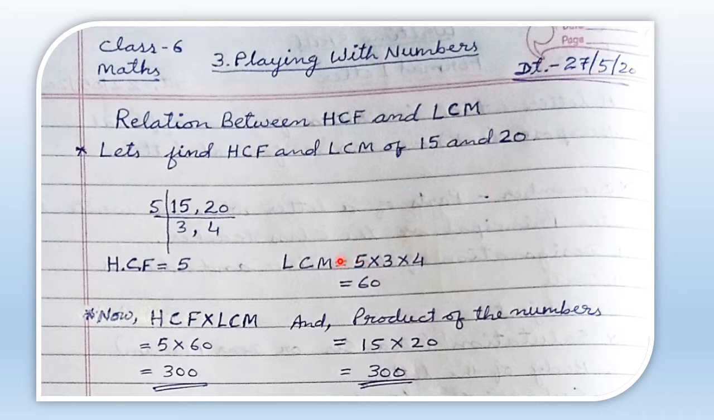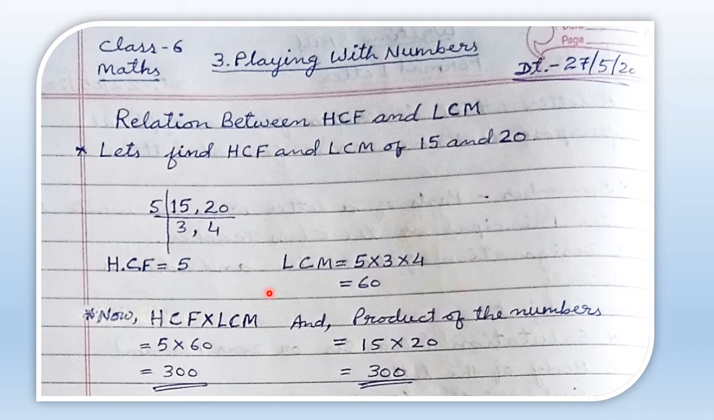Now LCM, least common multiple. Again you see 3 and 4 were not divisible, but while finding the LCM we have to multiply all of them. So 5 into 3 into 4, that is what we have written here. 5 into 3 into 4 gives us 60. 5 times 3 is 15 and 15 times 4 is 60. So now we got the HCF and the LCM of 15 and 20.